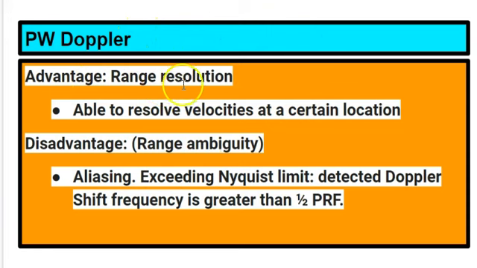Pulse wave Doppler, the advantage is it has range resolution, meaning we can look at a specific velocity at a specific place and time. We're able to resolve velocities at a certain location. The disadvantage is that it can be ambiguous. So aliasing can happen, exceeding our Nyquist limit. That happens when the detected Doppler shift frequency is greater than 1/2 of our pulse repetition frequency.